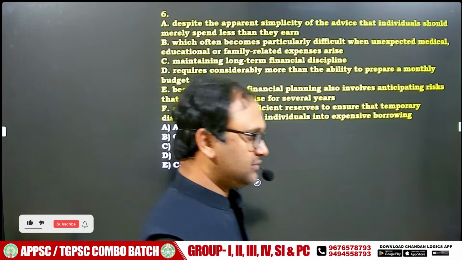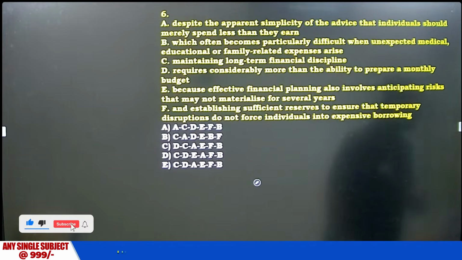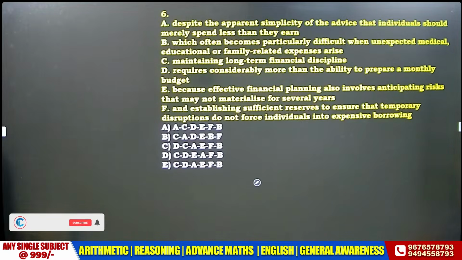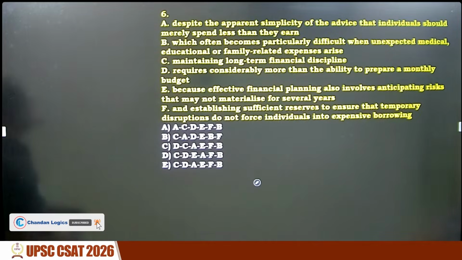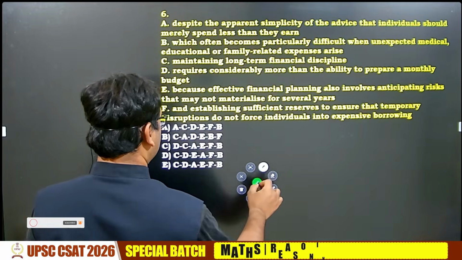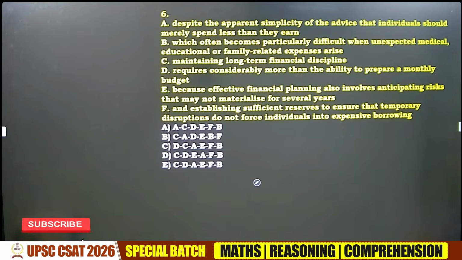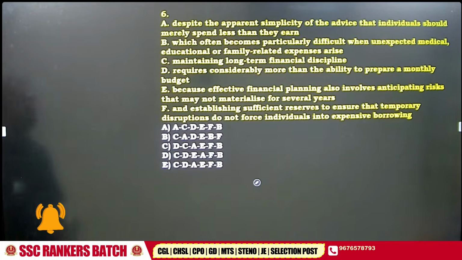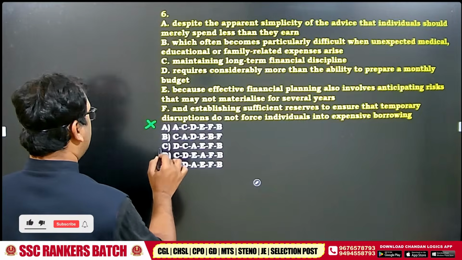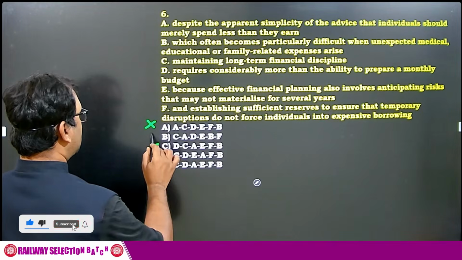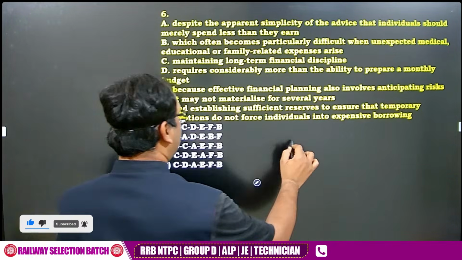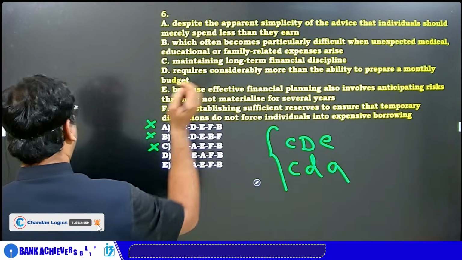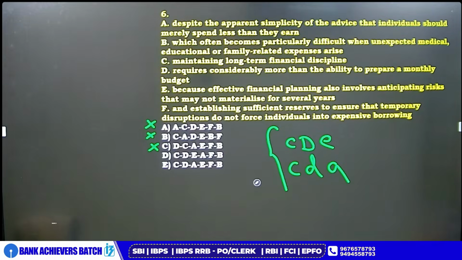Yes, my dear friends. A and D can be confidently eliminated. B also can be confidently eliminated. Now the simple logic is, is it C, D, E or C, D, A? I want you to just check this by reading. I want you to focus on reading skills, understanding skills.